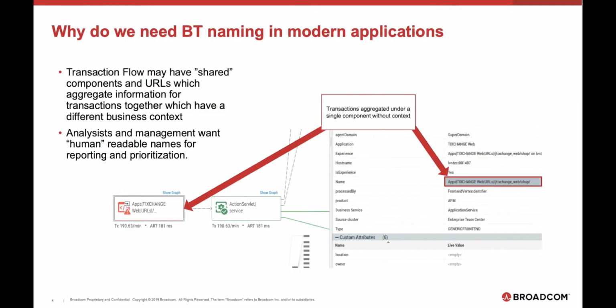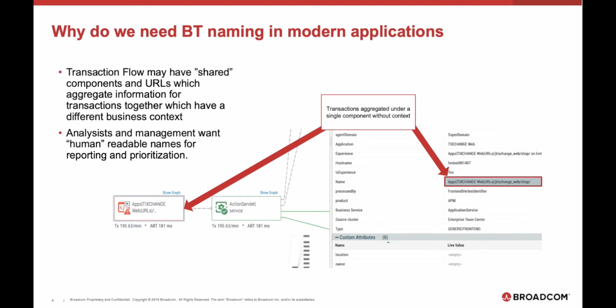Why do we need BT naming in modern applications? As I mentioned on the previous slide, developers are modifying applications and complex definitions are being defined and maintained in monitoring tools for a reason. It's because we need to have some sort of context to an application transaction.